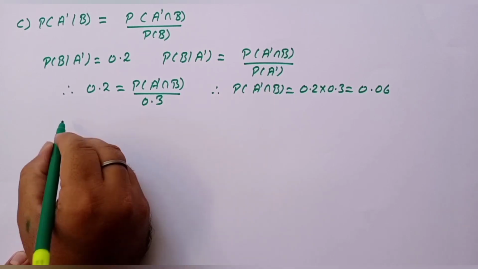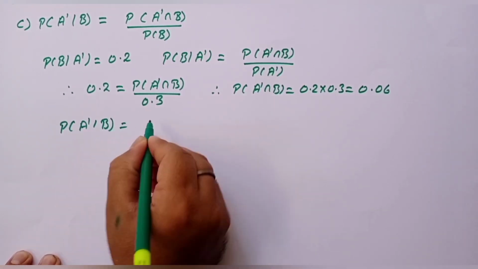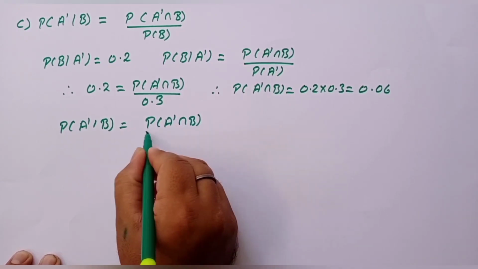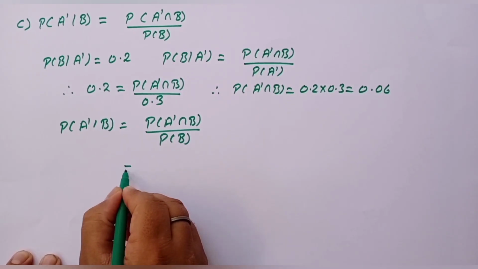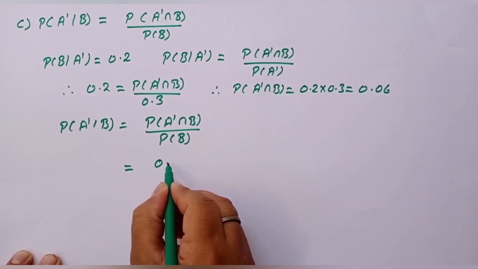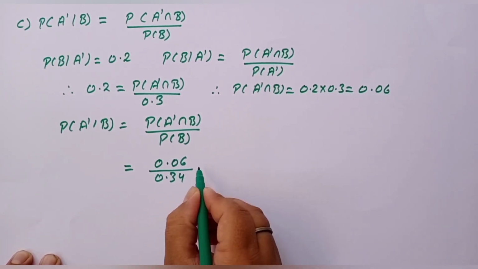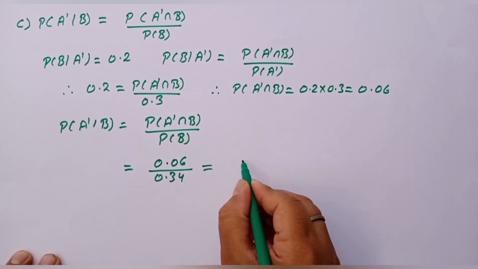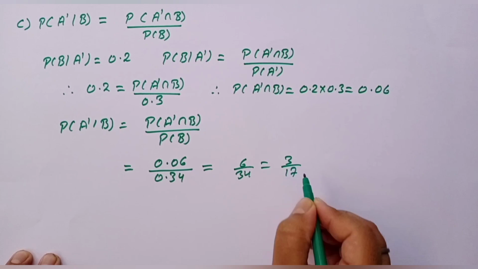Now probability of A complement under B is probability of A complement and B divided by probability of B, which is equal to 0.06 divided by 0.34, which is 6 by 34, that is 3 by 17.